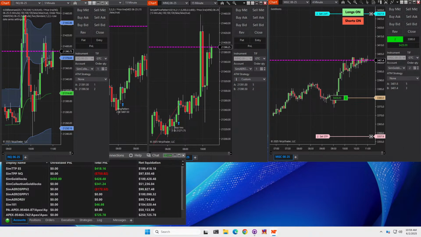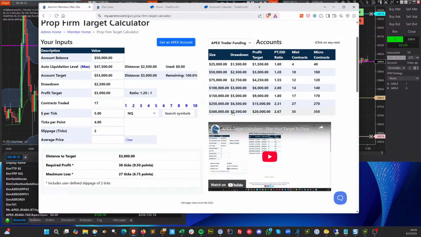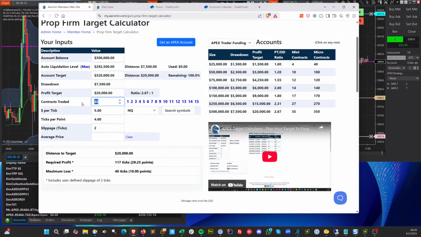Let's see, what is it? 37, I think. 35. So he was probably trading like 17 contracts, and then so just for grins, let's see if we did 17 contracts. Oh, let me set it to a 300K account. So you need 59 points, but 21 points blows the account.